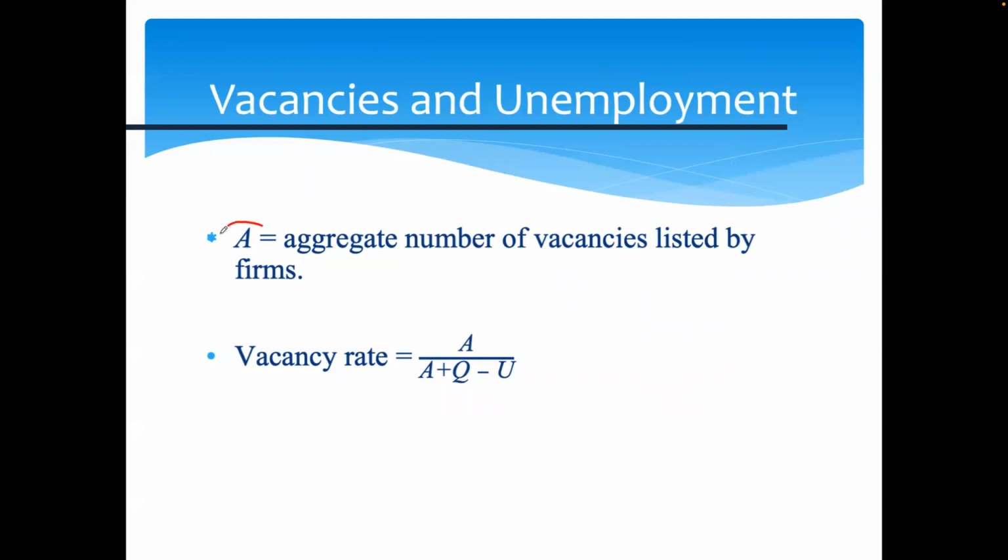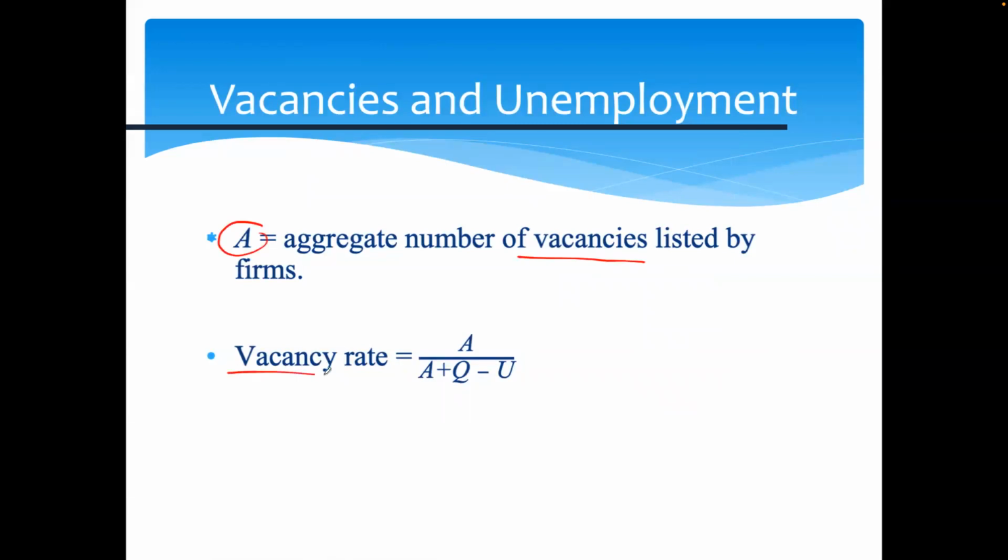Let's choose A to denote the aggregate number of vacancies listed by firms. What is that? Essentially, that's a job posting by firms who need workers. So that's the total number A. Again, this is an aggregate number, meaning you just sum together all jobs available in the market by different firms.